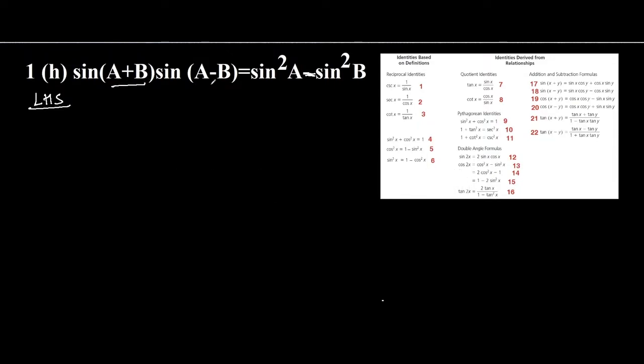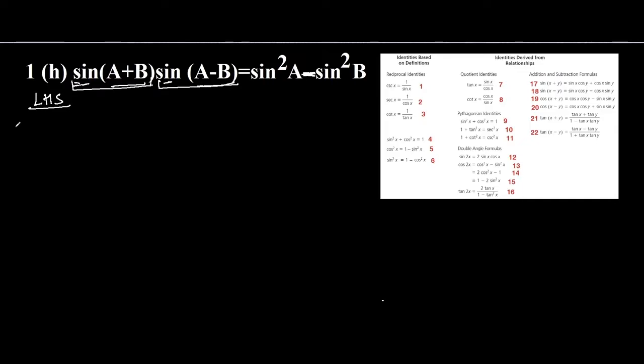Here in this identity, LHS has a compound angle a plus b and a compound angle a minus b, and both sines are multiplying. But on the right hand side we have a subtraction. It is not possible to convert a multiplication into a subtraction unless we open up these compound angles. Alright, so let's do it. For sine a plus b, we will use identity number 17, if you look at that, and for sine a minus b we will use identity 18.